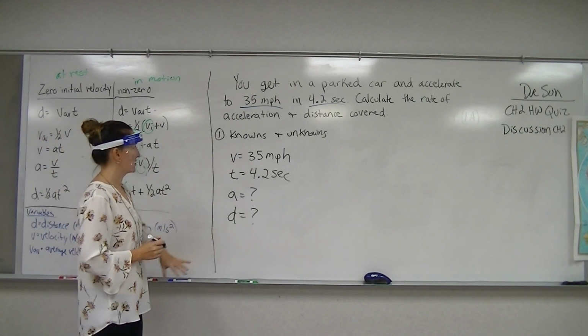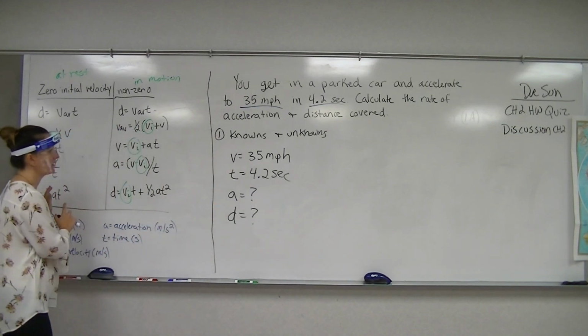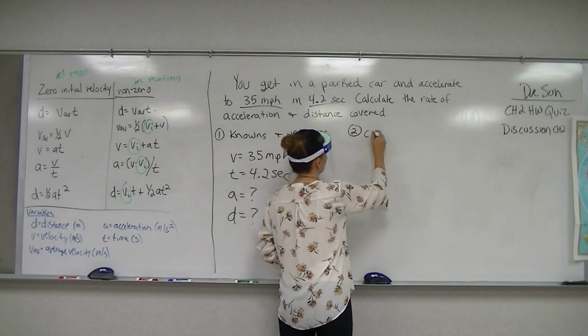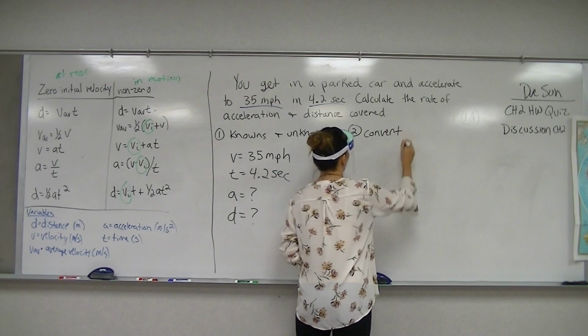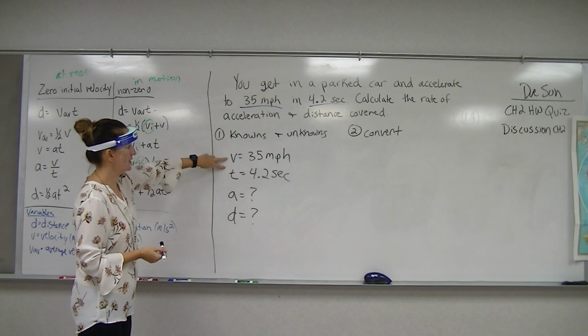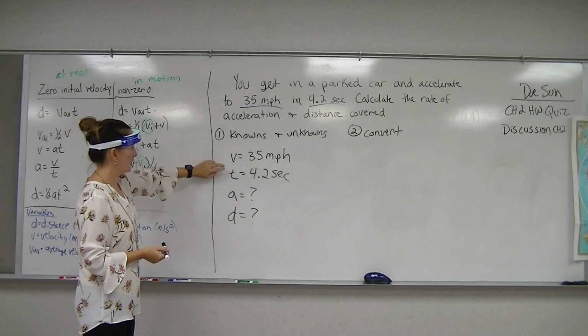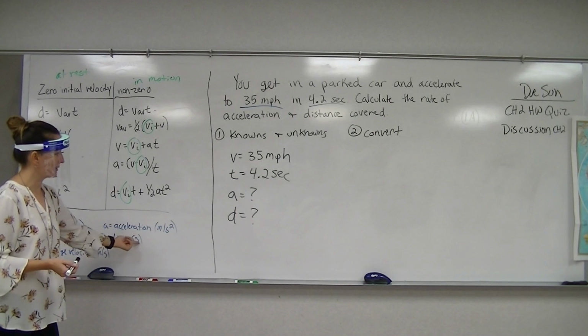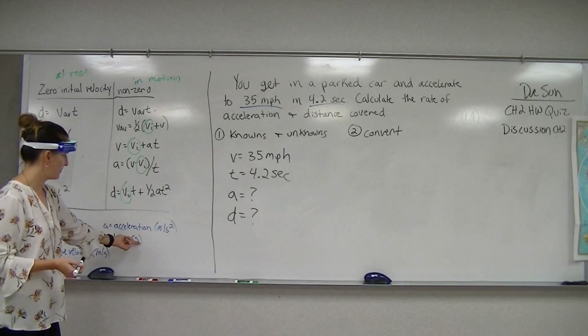Now that I have my knowns and unknowns, before I pick an equation, I'm going to do my second step, which is convert if necessary. So you're looking at just the knowns, the pieces of information given to you. Do I need to convert? Well, time is in seconds. Looking at time, I want it in seconds. So I don't need to convert time.